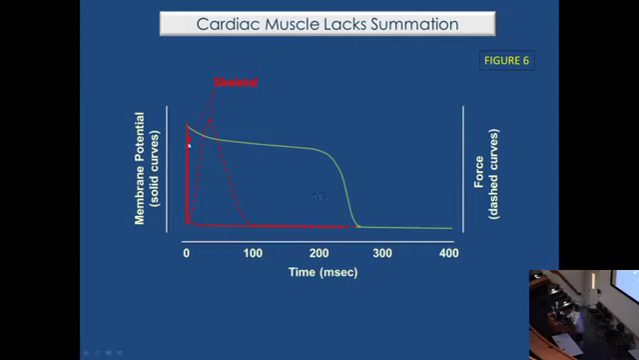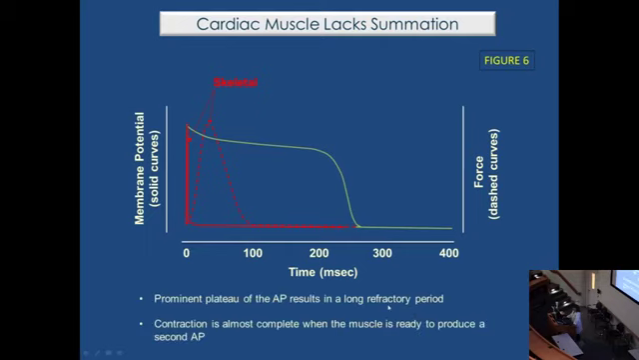So because of these long action potentials, you already reviewed the material, we have this long plateau that will result in a long refractory period, right? And the other situation is that the duration of contraction that I illustrated here is basically the same duration as the action potential. As you can see here, the contraction is almost ended when the action potential finishes.